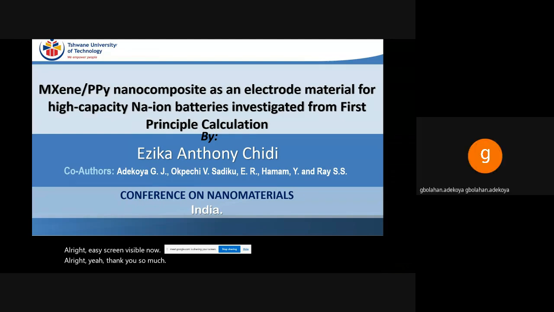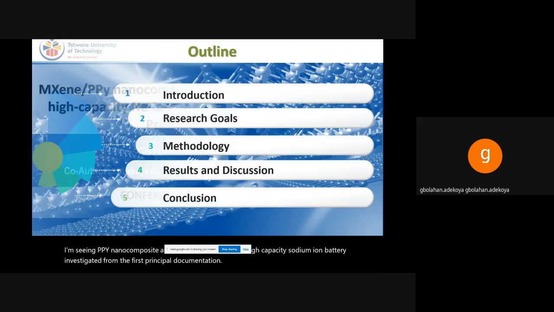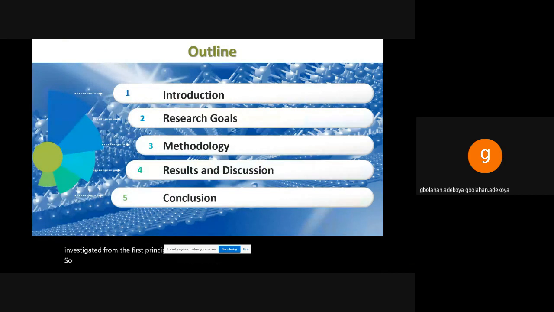I'm here to present MXene/PPy nanocomposite as an electrode material for high capacity sodium ion battery, investigated from first principle calculation. The outline of the presentation is as follows. I will start with the introduction, followed by the research goal, the methodology, the results and discussion, then finalize with the conclusion.